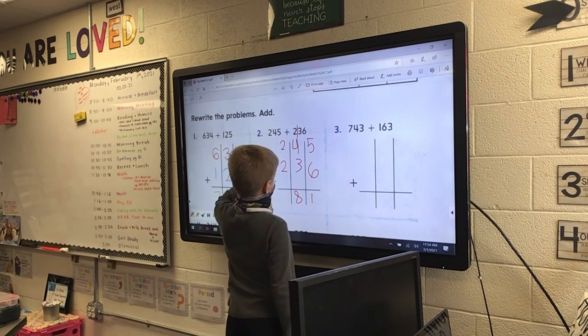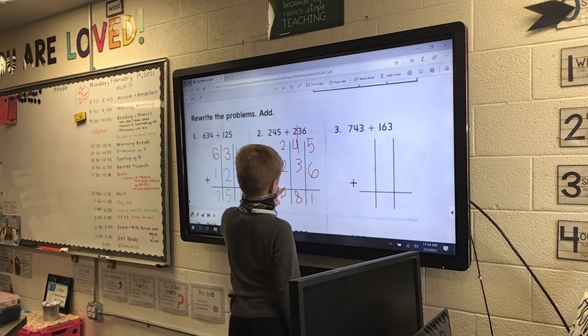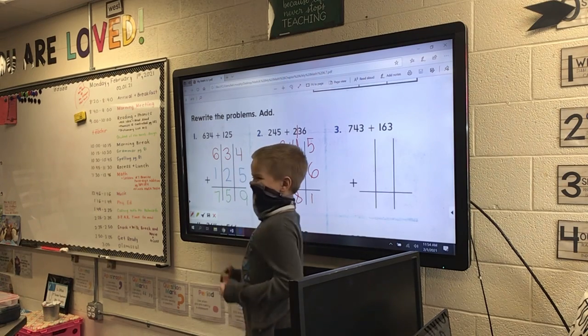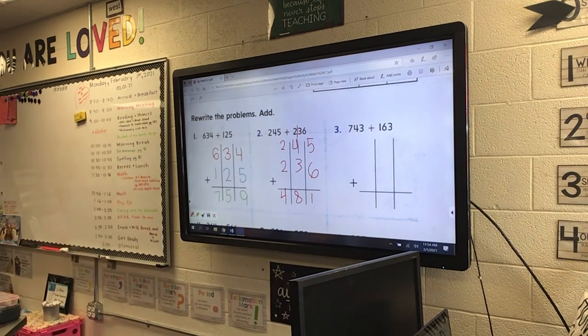So put your 0. Trace over. Is that a 0 or 1? Trace over. And 5 plus 5 is 10. Good, that's 6 and 6. Trace your 1 up here.